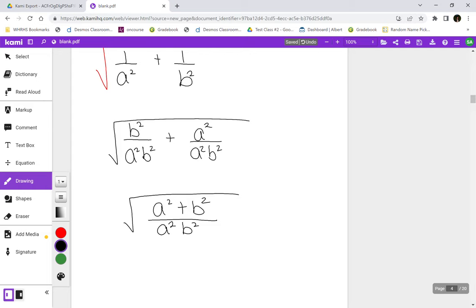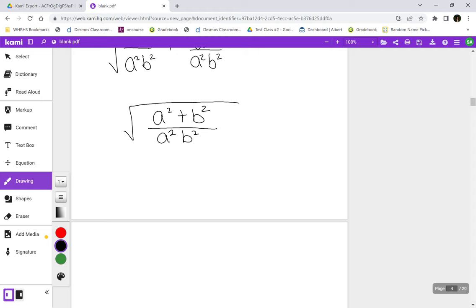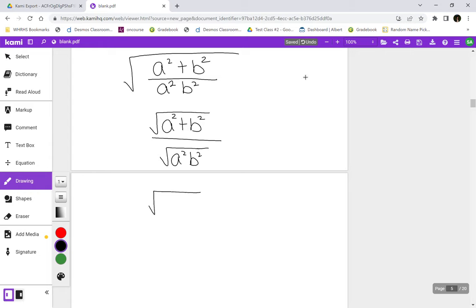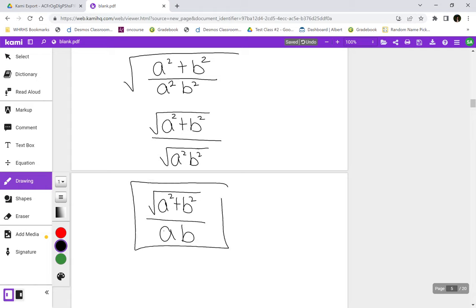Can I go from one illegal thing to another? Can I make the numerator a radical and the denominator a radical? Yes. Absolutely. That's what I'm going to do. So now this is going to become the root of a squared plus b squared over the root of a squared b squared. This is nice because a squared b squared is a perfect square. So now we have the root of a squared plus b squared. Is it okay to have a radical in the numerator? Absolutely. And then ab in the denominator. Was Simon correct? Yes. Good job.